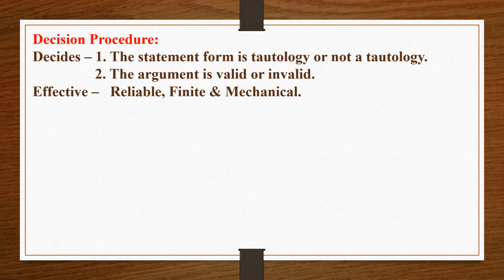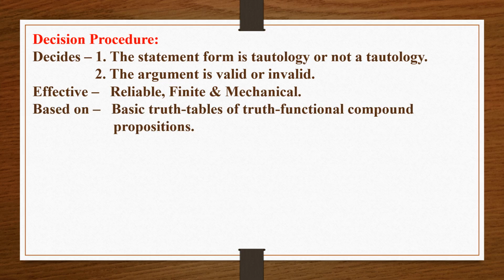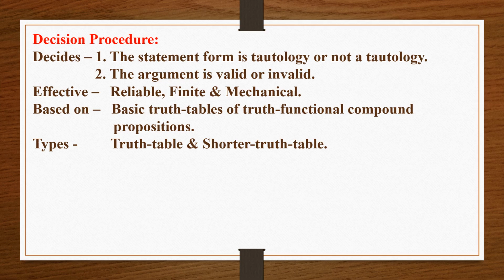This decision procedure is based on the basic truth tables of truth functional compound propositions, that is, the truth values of truth functional compound propositions. And decision procedures are of two types: truth table, which we have studied last year, and shorter truth table, which we will be studying this year. But why don't we rely on truth table, and why does shorter truth table have to be introduced?